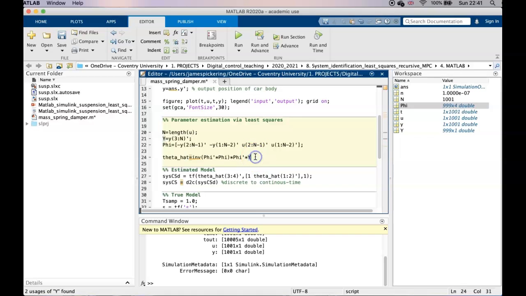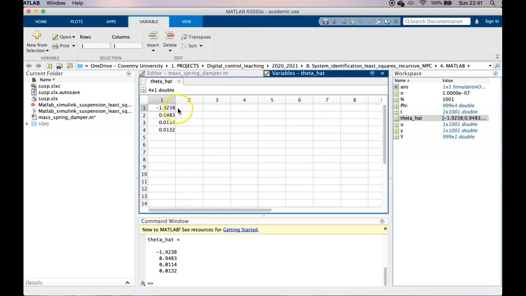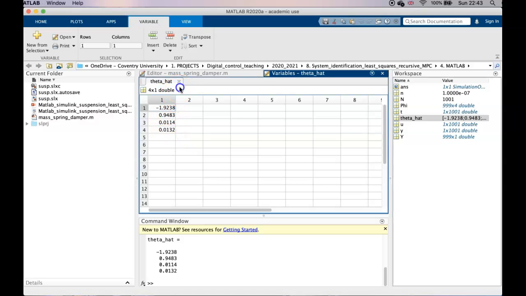So then if I run the whole section, so run simulation, you'll then see theta hat. So this has effectively estimated the 4 coefficients. If you remember, in the vector you had A1, A2, B0 and B1. So these are effectively your coefficients now, whereby you can construct your transfer function, whether that's G of z or G of z to the minus 1.